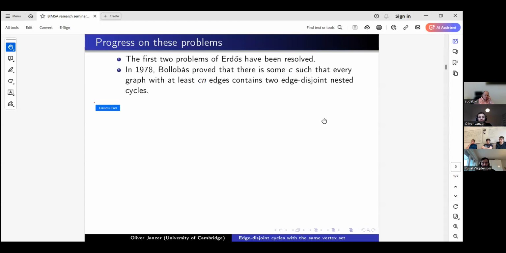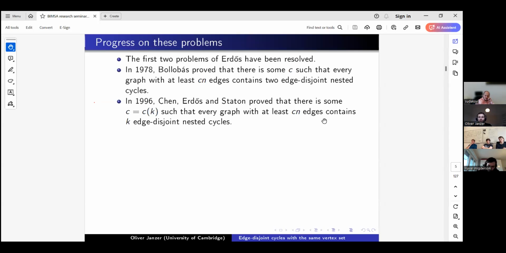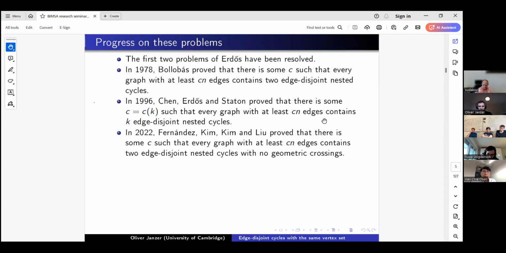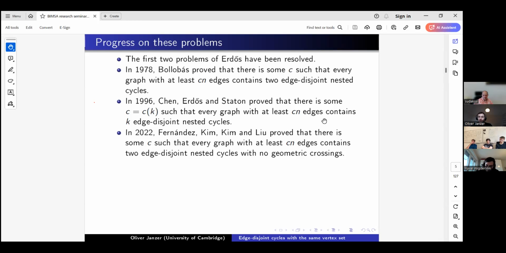In 1978, Bollobás resolved the first problem by proving that linearly many edges are enough to find two edge-disjoint cycles which are nested. This was extended to the case of k nested cycles in 1996 by Chen, Erdős, and Staton. And the second problem of Erdős was resolved recently in 2022 by Fernandez, Kim, and Liu. Again, they proved that linearly many edges are enough to find two edge-disjoint nested cycles with no crossings.